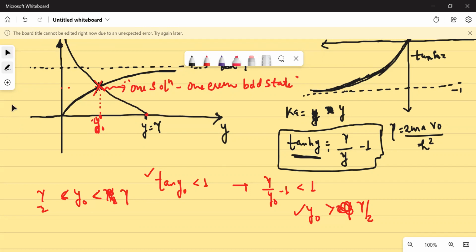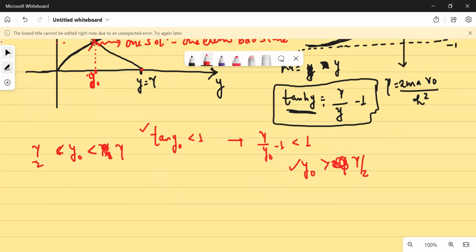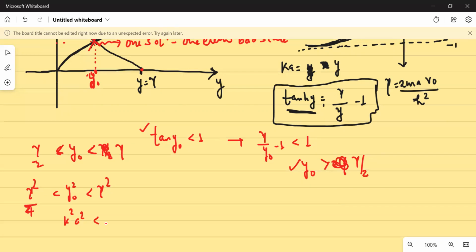And if I just square it up, what would I get? If I just square it up, I'll get y naught square less than gamma square, and greater than gamma square by 4. Is that clear? Yes. And if I want to write some expression, so y is what? So this is k square a square. So this is k square a square is less than gamma square.